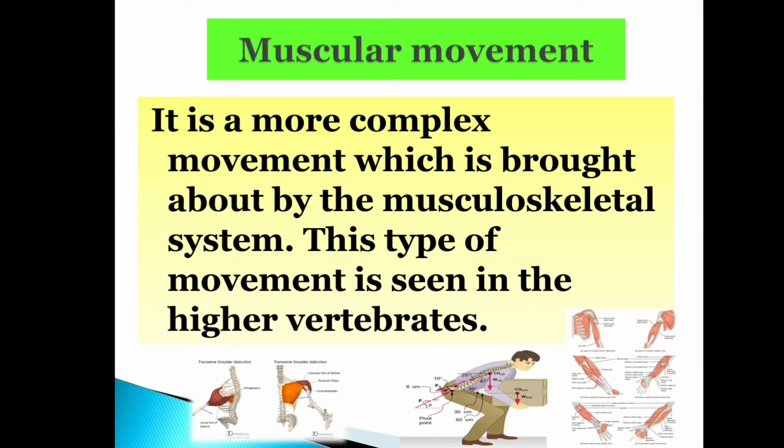Muscular movement. It is a more complex movement which is brought about by the musculoskeletal system. This type of movement is seen in the higher vertebrates. So it is a very difficult movement, brought about by the musculoskeletal system, and usually seen in the higher vertebrates.